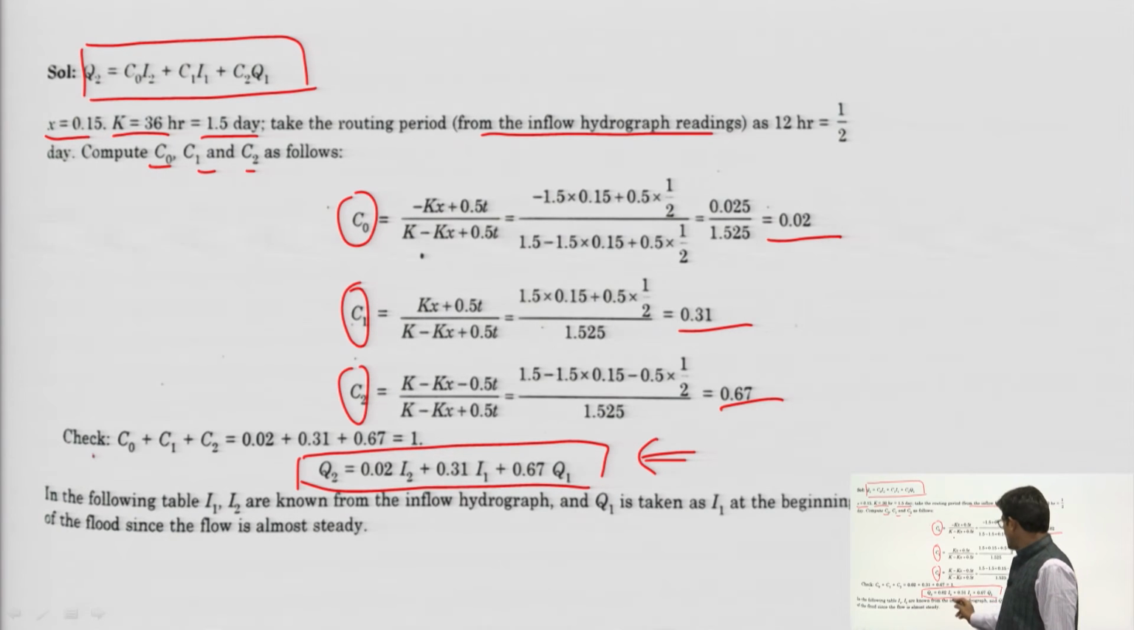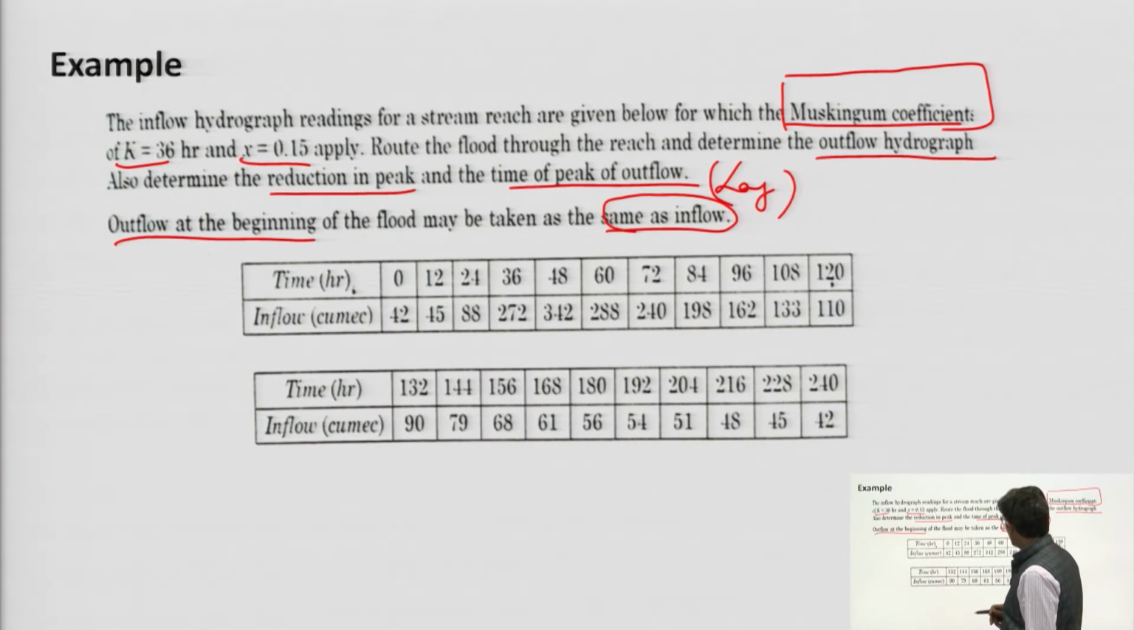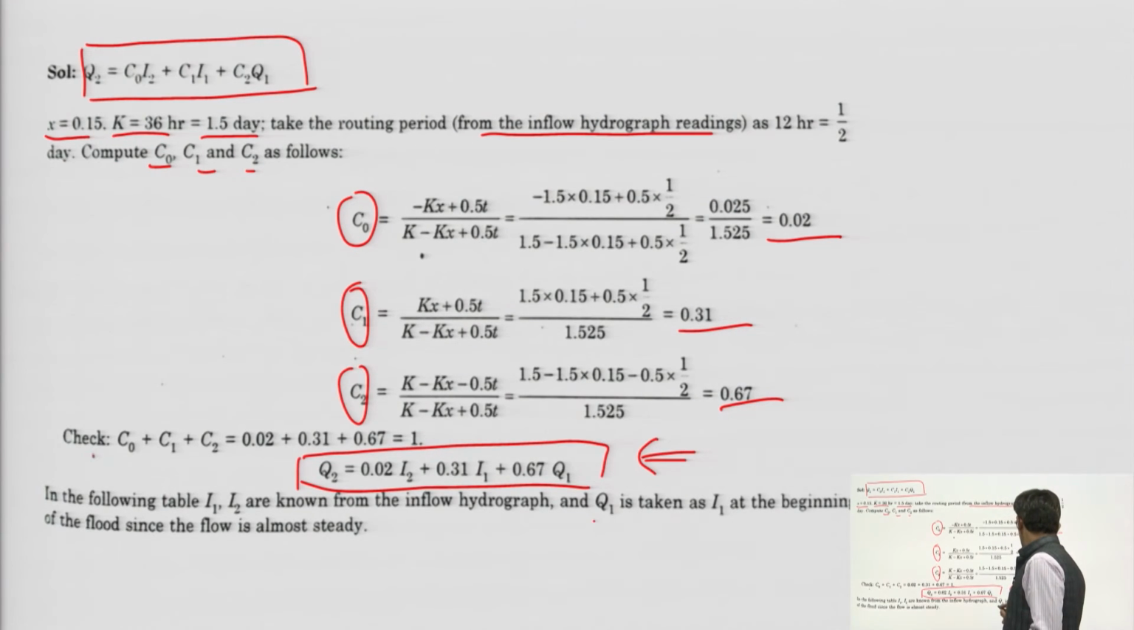Then the value of Q2 becomes 0.02 times I2 plus 0.31 times I1 plus 0.67 times Q1. I1 and I2 are known to us. What will Q1 be? It is given that the outflow at the beginning of the flood may be taken same as the inflow, which means Q1 will be I1. It means Q1 is equal to I1 at the beginning of the flood.